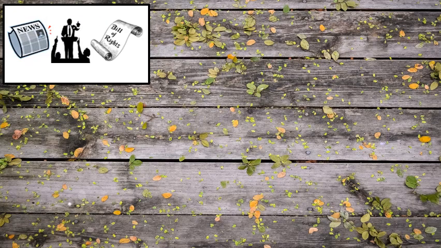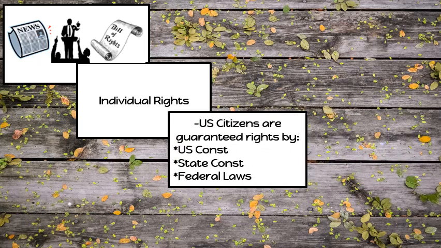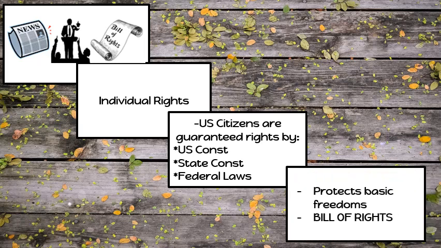All right, our final principle is individual rights. This is probably the most simple. These are any rights that a U.S. citizen has, and they are guaranteed under the U.S. Constitution, every state level constitution, and all federal laws. They protect our individual rights. Our example here is going to be the Bill of Rights. They protect your basic freedoms. We will get more into the Bill of Rights after Thanksgiving break.